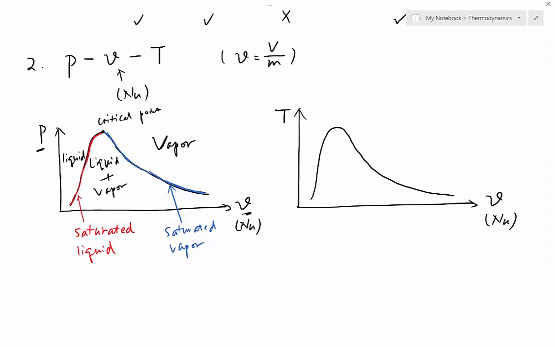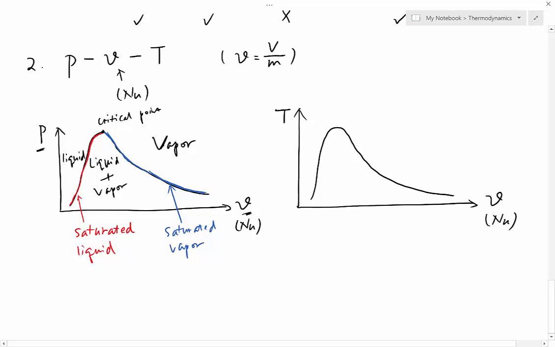Okay, so by measuring P, pressure, the y coordinate, and nu, specific volume, the x coordinate, you can locate a point. And then based on the location of the point, you can easily find out the phase of your substance without visually seeing it.